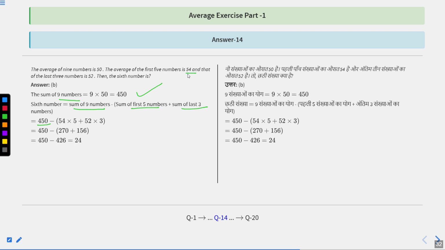so we multiply 54 by 5. Now the average of the last 3 numbers is 52, so we multiply 52 by 3. So when we subtract, we get our 6th number. So 450 minus 426 is equal to 24. So B is the correct answer.